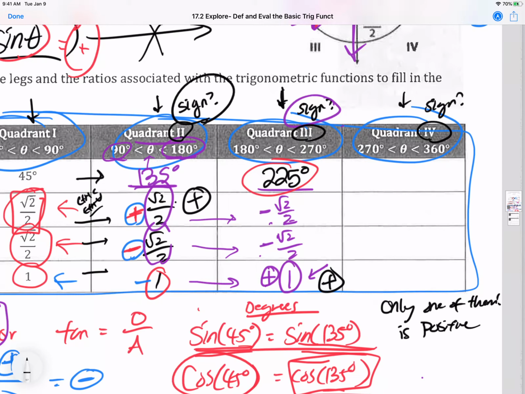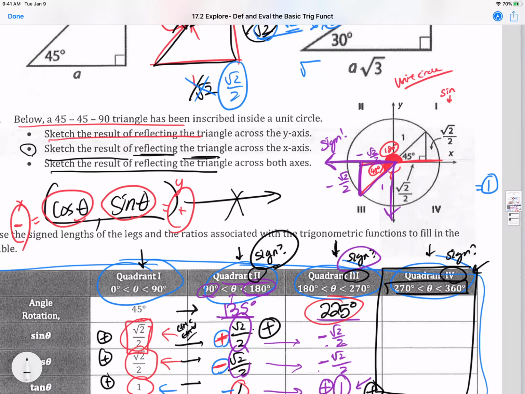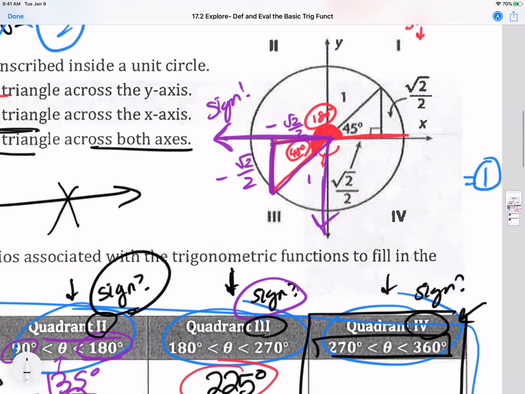I'm going to leave this blank and for you guys to be able to solve, but make sure your angle is between 270 and 360. The final angle, it says to sketch the result of reflecting triangle across both the axis. Well, you don't have to do that. You just take this purple triangle and reflect across the y-axis, and it should look like this. That should be the last triangle that you should see.